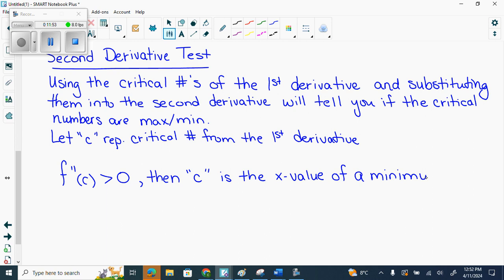So it's the opposite of what you think. If you plug that critical number from the first derivative into the second derivative and you get a positive value, then that critical number results in a minimum. And vice versa, if you plug that critical number in and you get an answer that's negative, or less than zero, then C is the x value of a maximum.